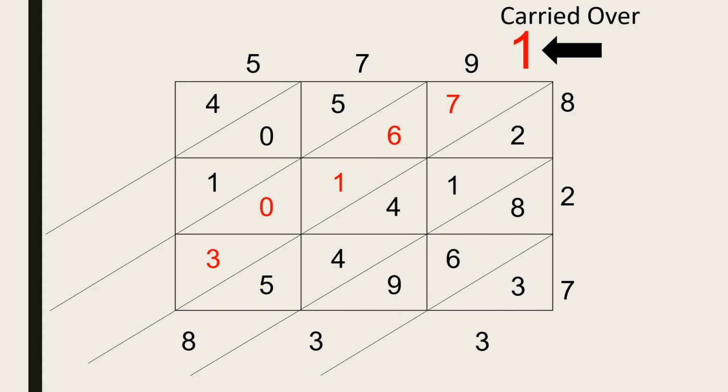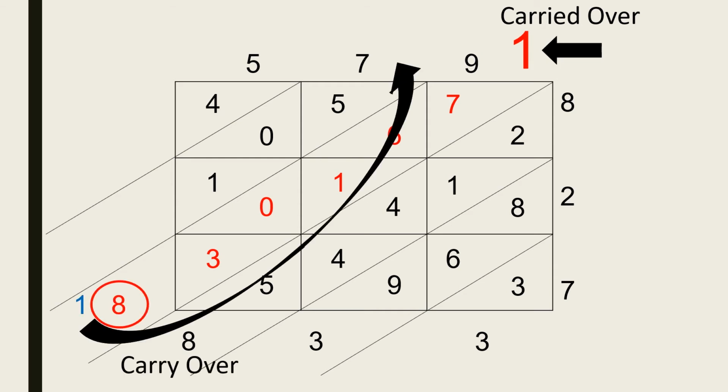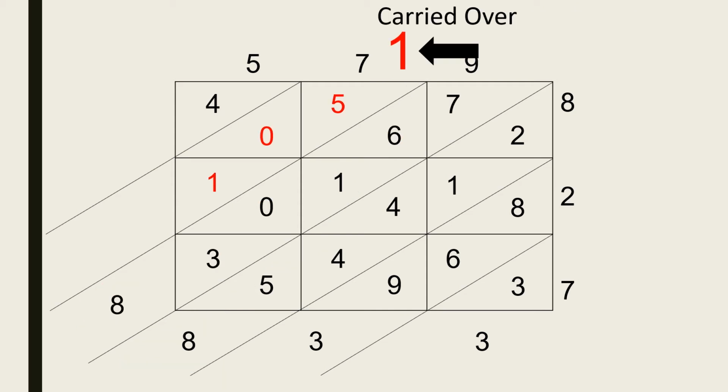Now 1 plus 7 is 8, plus 6 is 14, plus 1 is 15, plus 3 is 18. Again, we'll keep the 8 in the ones place and carry the 1 over. 1 plus 5 is 6, plus 1 is 7. Since this is a single digit, we don't need to carry any other numbers.